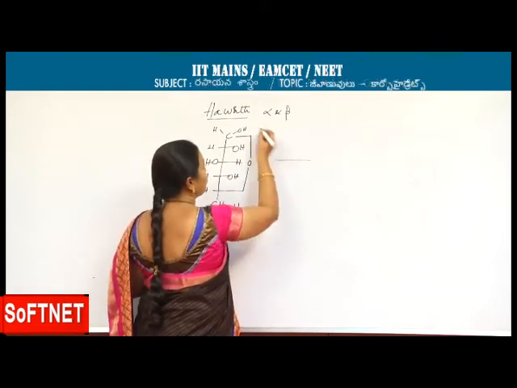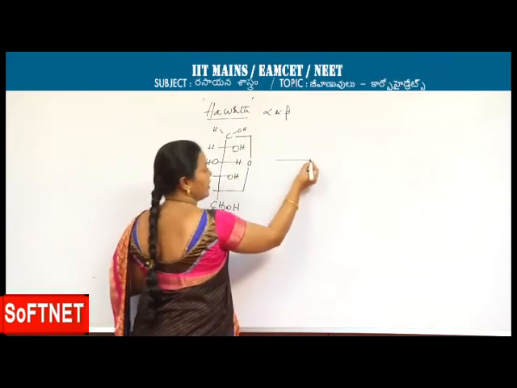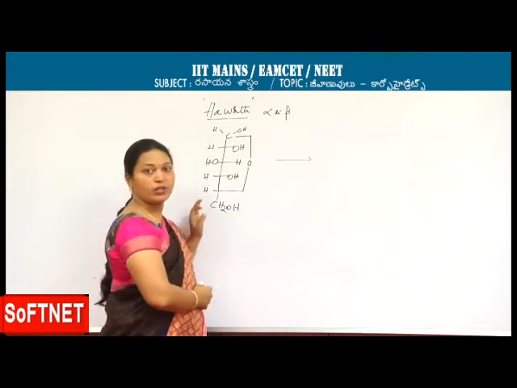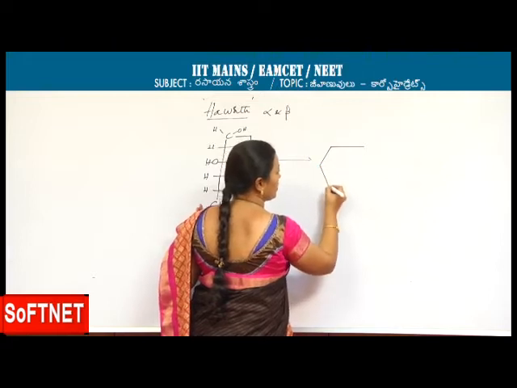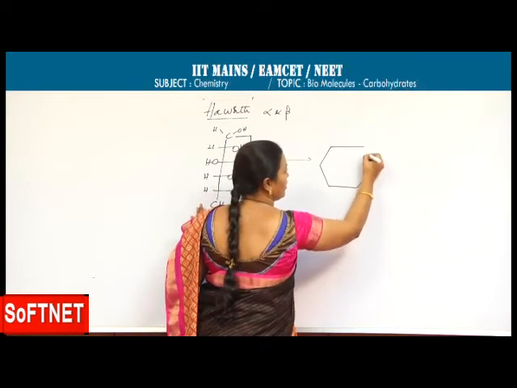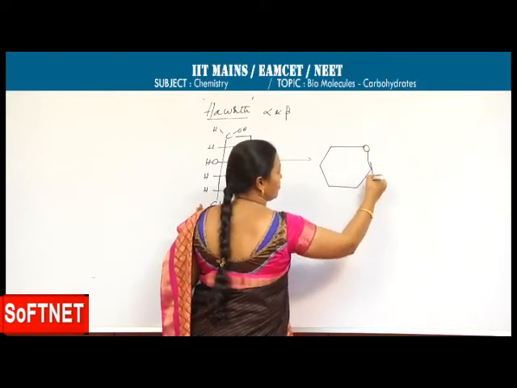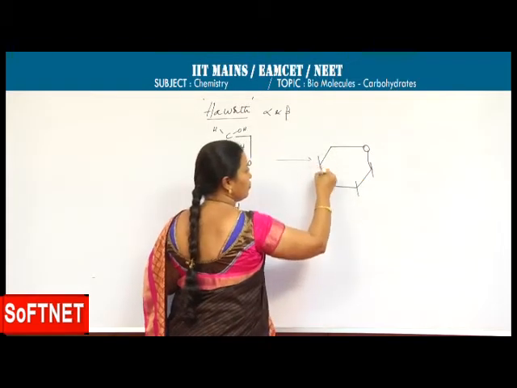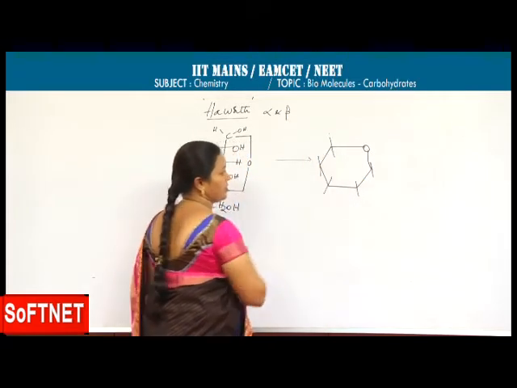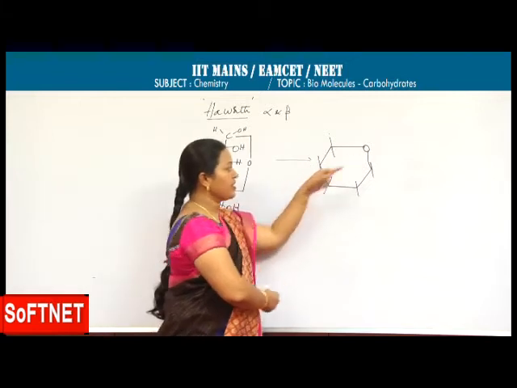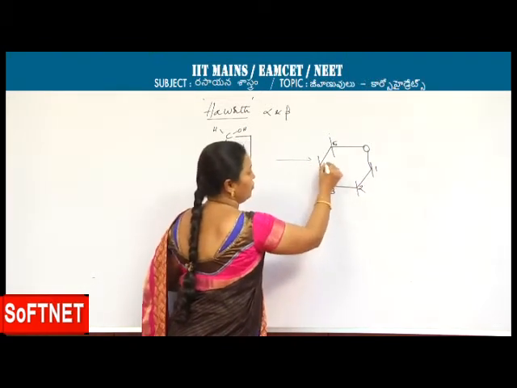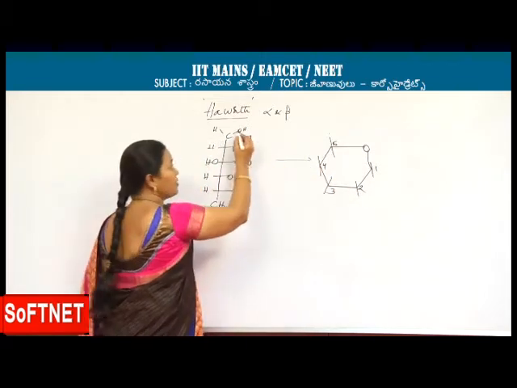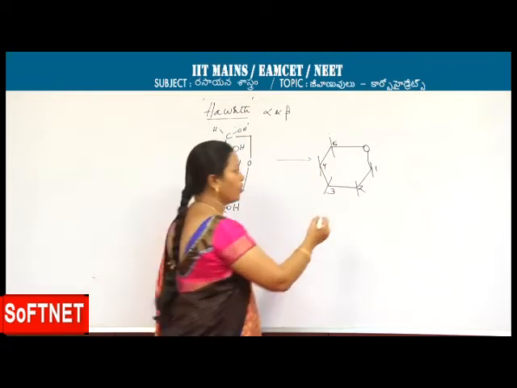Now it can be shown as the Haworth structure. It is similar to pyran, so the name of this compound is pyranose. Ring is formed, a 6-membered ring. First carbon, second, third, fourth, fifth, followed by sixth. Now oxygen is present in between 1 and 5. 2, 3, 4, 5. The groups which are present on the right side we can write at the bottom.